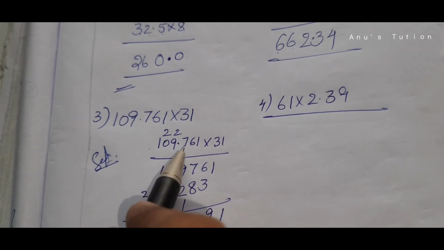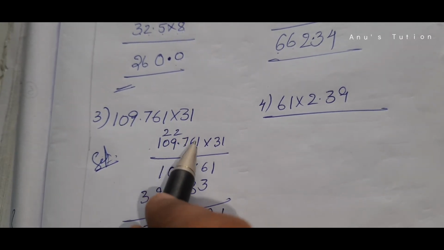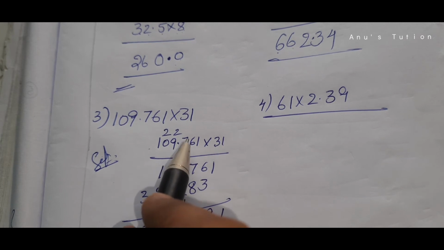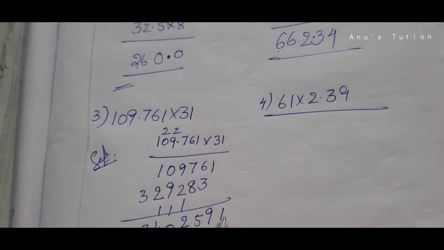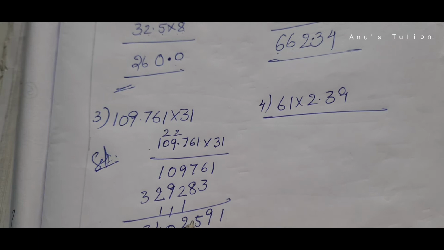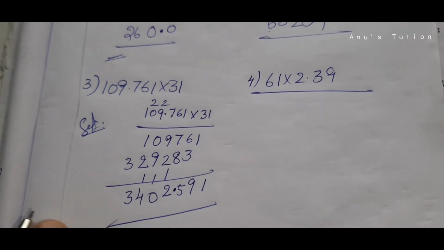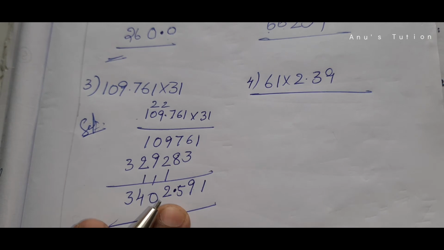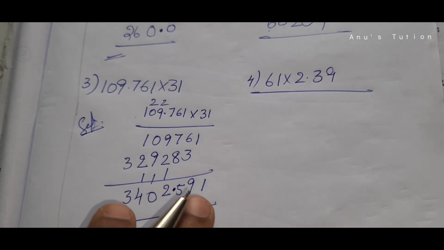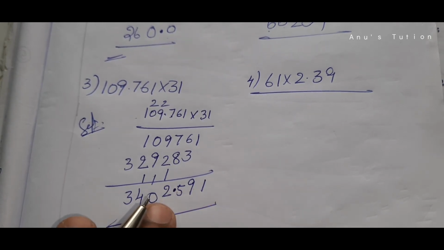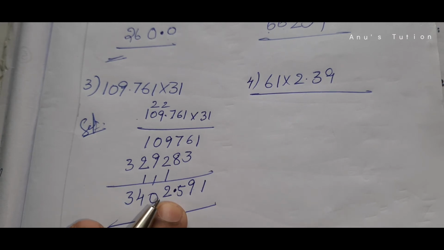How many digits are there to the right of the decimal point? 1, 2, 3. Three digits are there. Next, we have to count 1, 2, 3 and keep the decimal point here. After that, before the decimal we count the digits 1, 2, 3, and you have to keep the decimal point here.